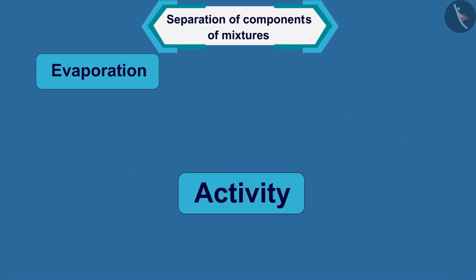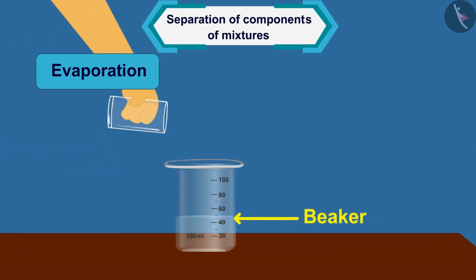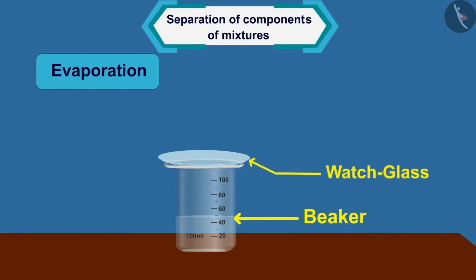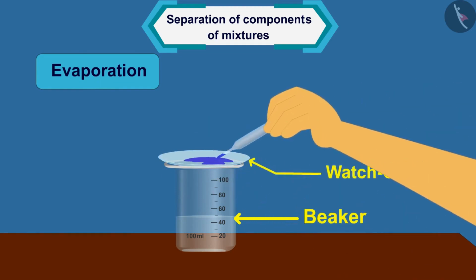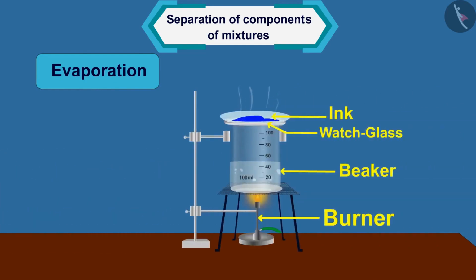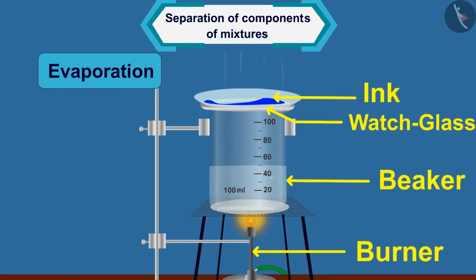Fill half the beaker with water. Now, place the watch glass on the face of the beaker and put some drops of ink on the watch glass. Now, start heating the beaker. What do you see? We can see that evaporation is happening from the watch glass. We will continue heating the beaker until it evaporates.